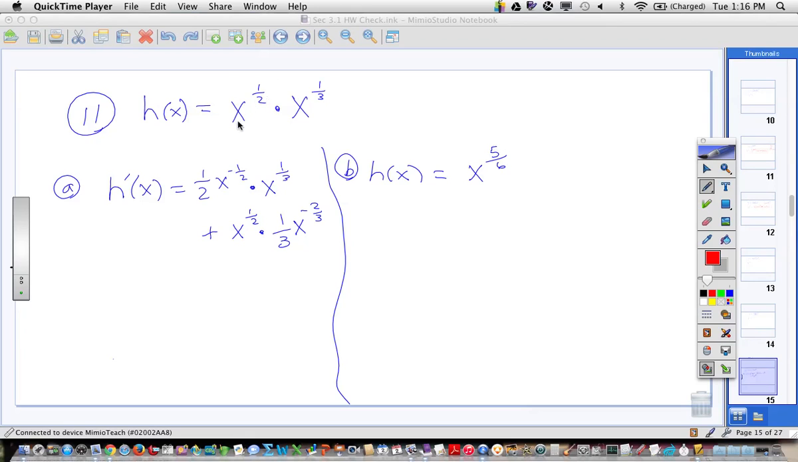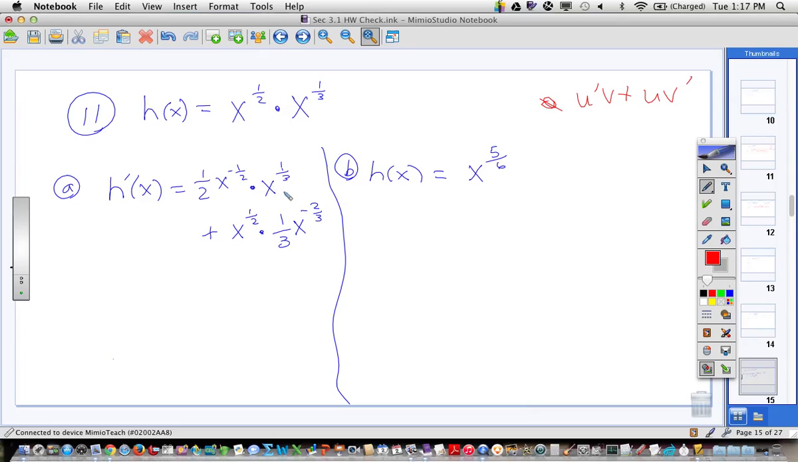So the product rule says derivative of the first, bring the 1/2 down in front, drop that to negative 1/2, leave the x to the 1/3 alone, plus leave the x to the 1/2 alone, and then derivative of x to the 1/3, which would be 1/3 x to the negative 2/3. Now, obviously, these started out as radicals, but you have to be able to write them as powers to be able to do those derivatives. Now, remember, our product rule was u prime v plus uv prime, right? That's our derivative. Now, here's the algebra we have to be able to do.